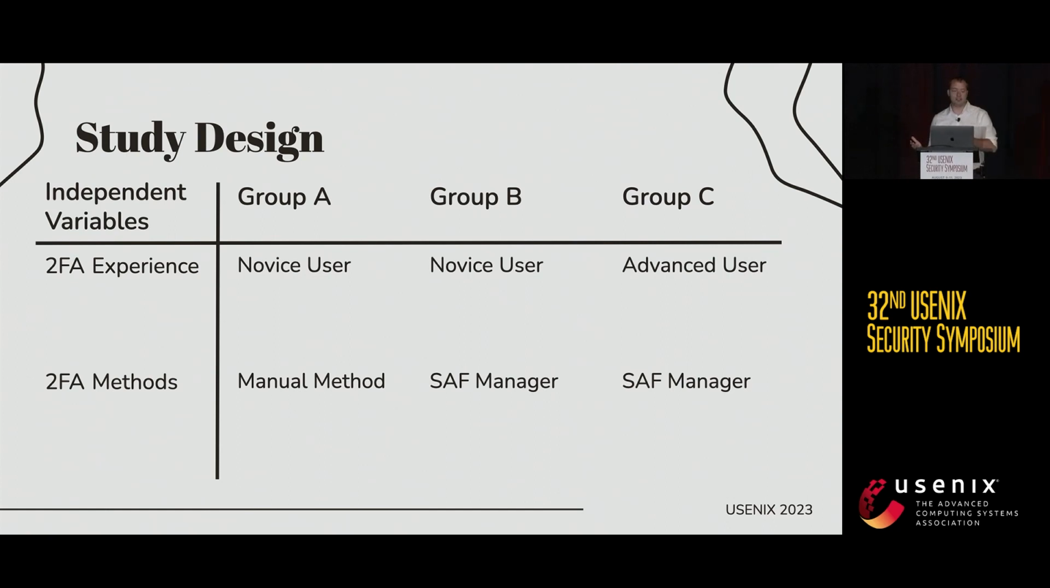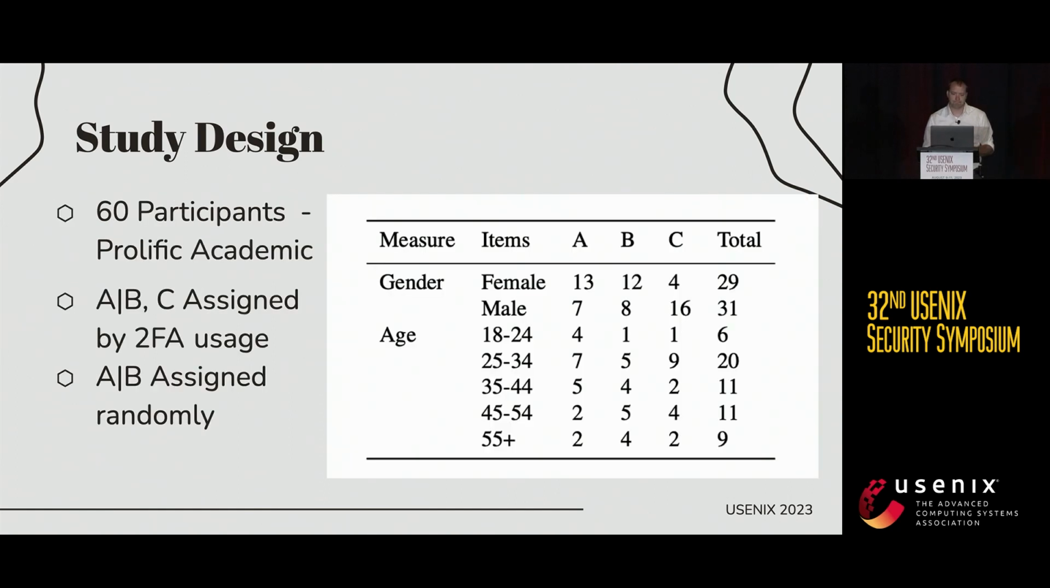This design allowed us to compare Groups A and B to understand how our tool compares to the manual method for novice users, while comparing Groups B to C would allow us to see if a user's 2FA experience led to different results for those who were using our SAF Manager.